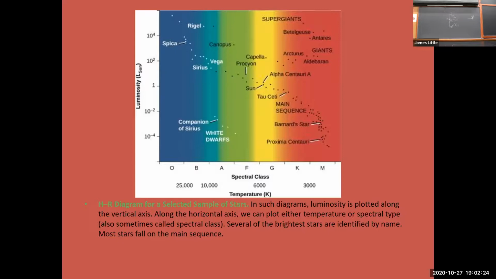The stars Arcturus, Aldebaran, Antares, and Betelgeuse are all in their death throes. So they have become giants and supergiants, and they are on their way out. And I will teach you in what way they die later.